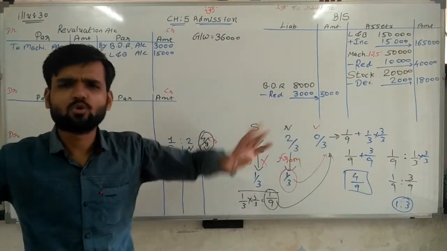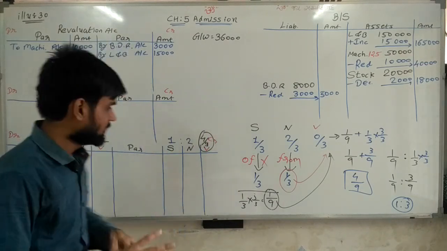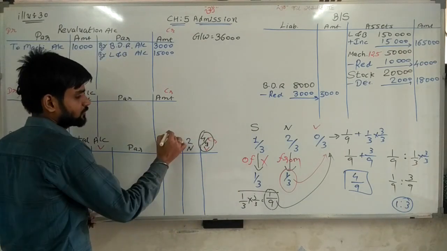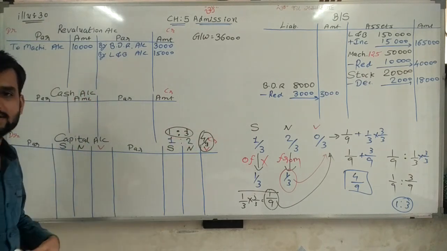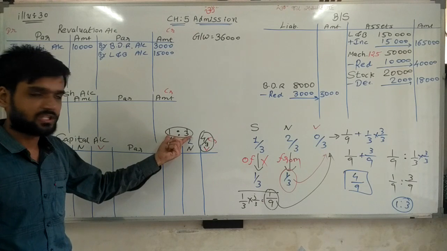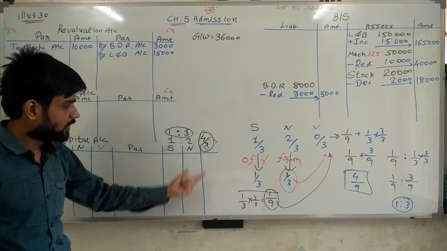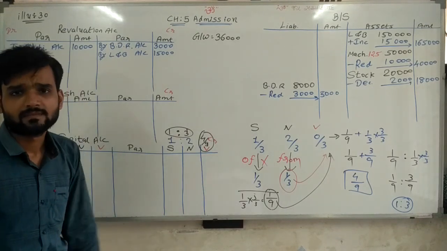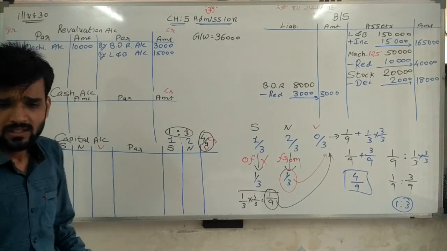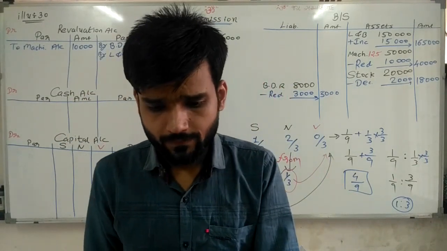Now we have both the values. We have the new ratio as well as the sacrifice ratio. So the sacrifice ratio is 1:3, the old ratio is 1:2, and the new partner's share is 4/9. Now what do we need? Now I can easily do the adjustment.